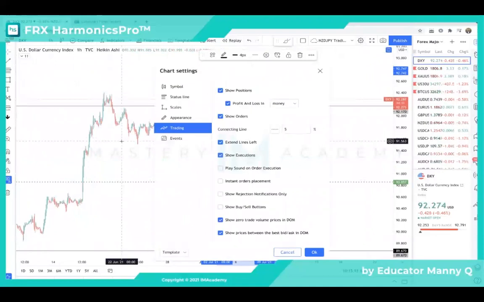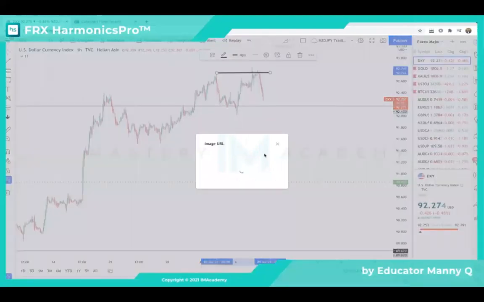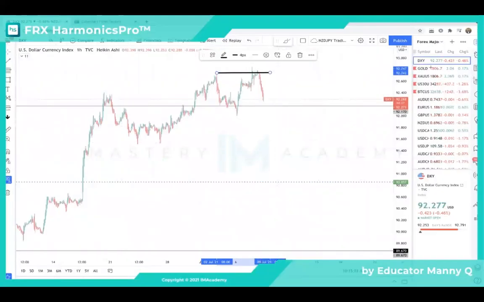What is showing, what is not showing, the color of the chart, the color of the candles, etc. And you can also take screenshots of your chart if you want to be able to share your chart with other individuals.